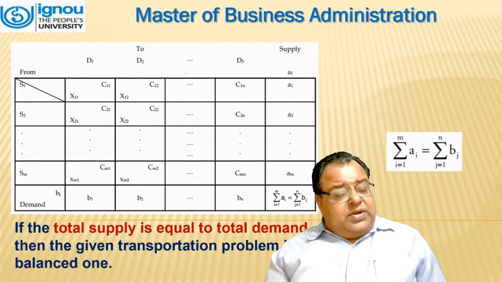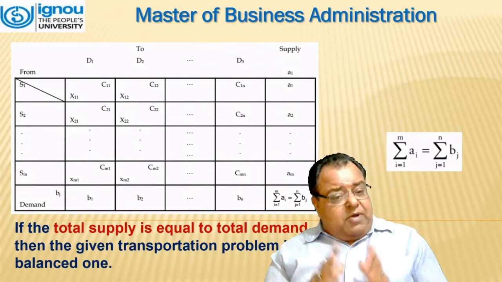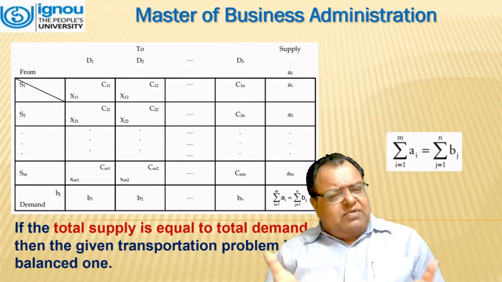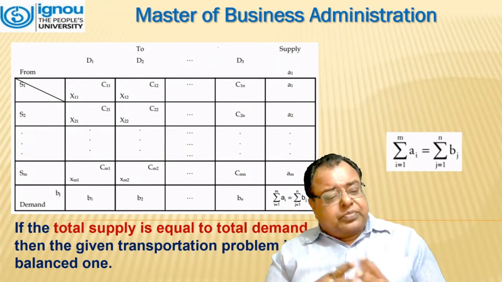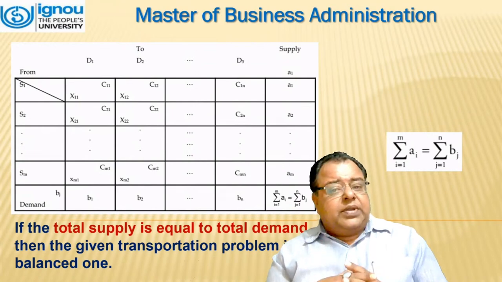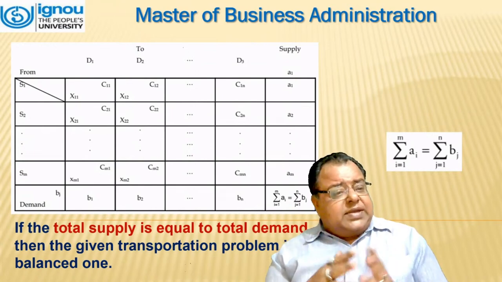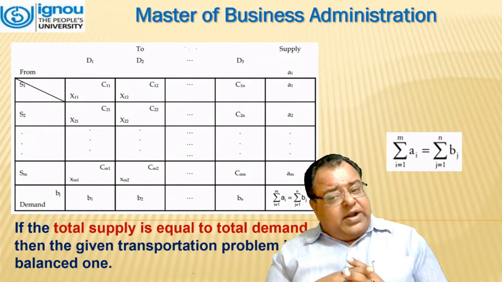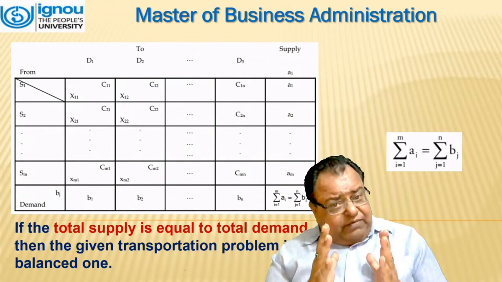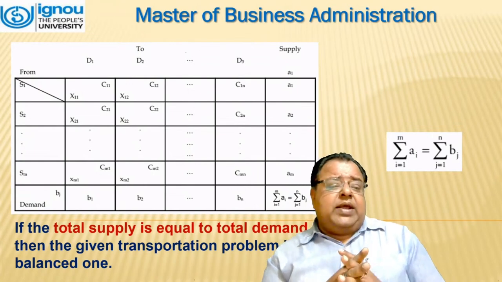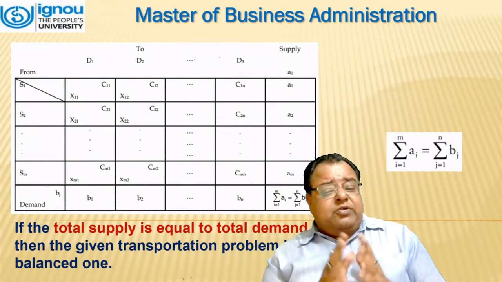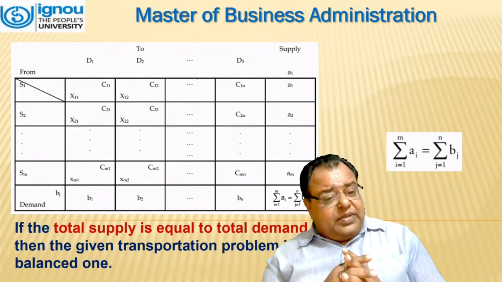With different columns and rows, the information which is provided in the problem is converted into a matrix form, rather we can say a tabular form, which consists of rows and columns. S is for supply and D is for demand. First of all, the first condition we have to keep in mind is that demand should be equal to supply.